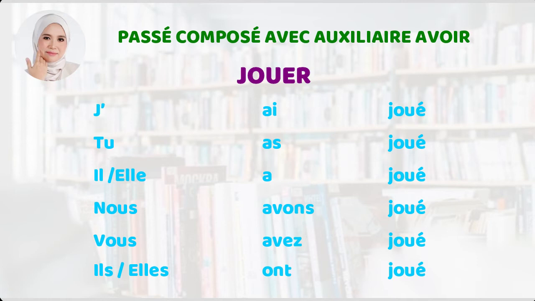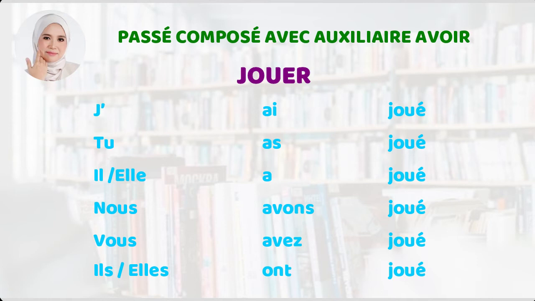So we're going to see the first example here with auxiliary avoir. You have here the verb jouer, which is formed with auxiliary avoir. So this is the auxiliary, the first part, first component. And this is the past participle, the second component. So you have the first component with the auxiliary avoir, and the second component, which is the verb jouer, becomes the past participle joué.